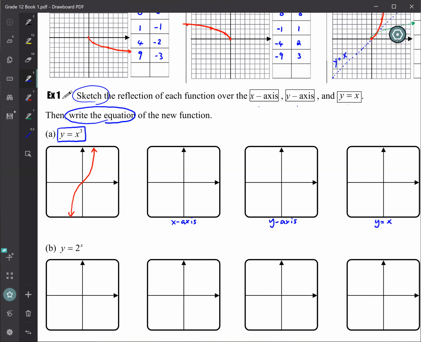Remember, if it's the x-axis, then the negative will go with the y. Remember that sentence we repeat so many times? Negative with the y, reflect over the x-axis. Negative with the x, reflect over the y-axis. Inverse, reflect over y equals x. Okay? So please draw the picture for each of the three. After you're done, please raise your hand.